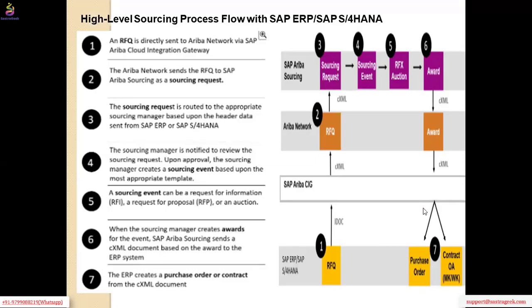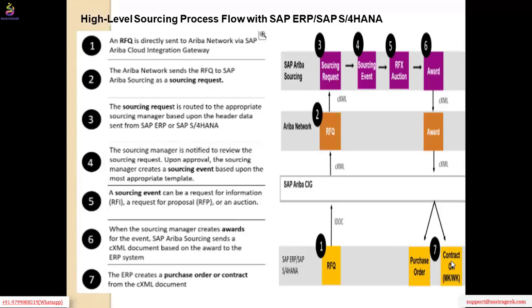S/4HANA system. Based on the choice the business selected while performing the sourcing activity, if they would like to create a purchase order, the system will automatically generate the purchase order, or if they selected to create a contract, the system will automatically generate the contract here. And as usual, once they have the purchase order or the contract, they can start their operational activity.